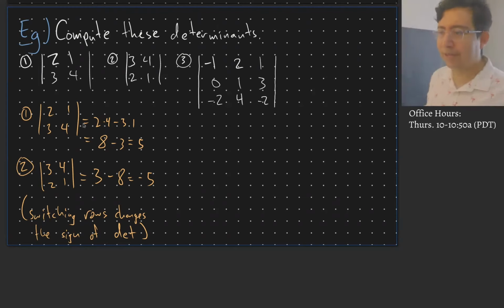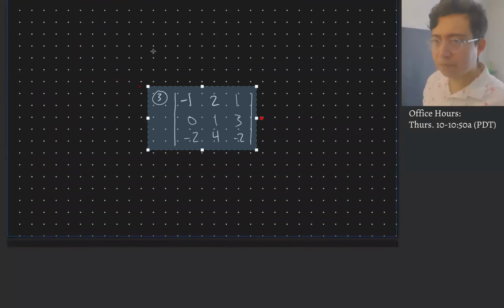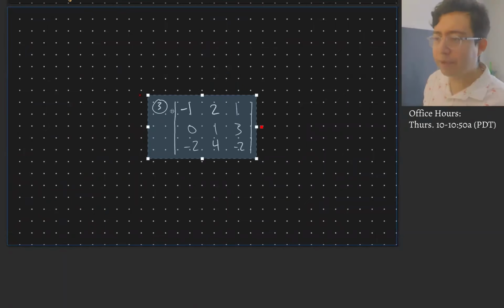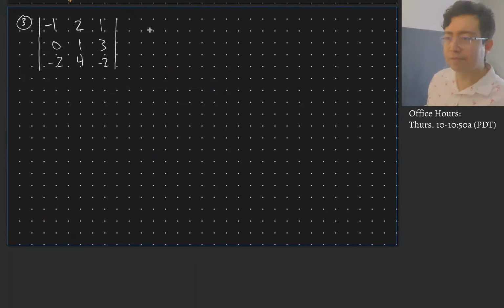Cool. Okay, so now for the fun part, right? We have to compute this 3x3 matrix. Now, I'm not going to have enough space here, so I'm going to make a new page here and just copy this. Scroll down here. Okay, so let's get to work on this.